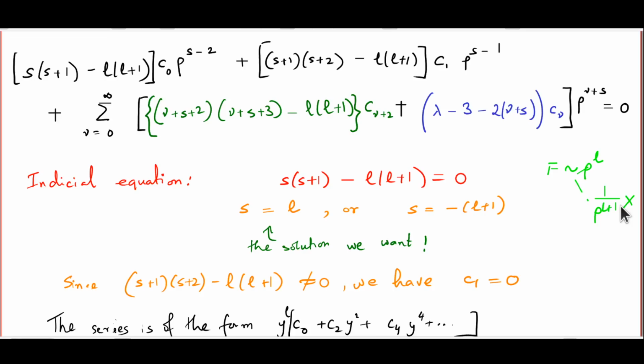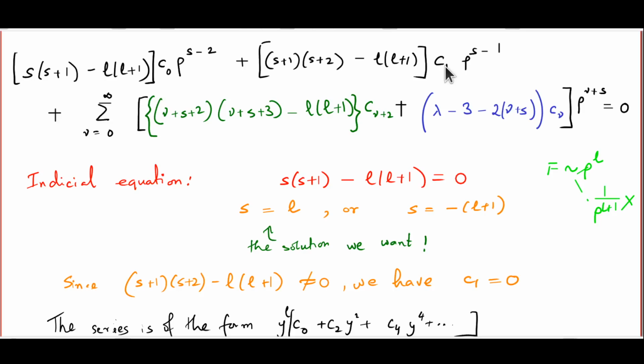And since for either of these two cases, (s+1)(s+2) cannot be equal to l(l+1), c1 has to be 0. So what is very important here is c1 is 0 by the indicial-equation-like equation that we have got already.